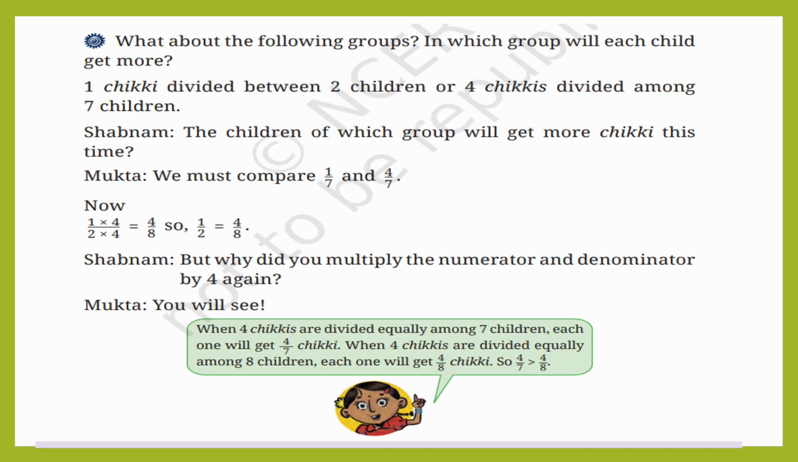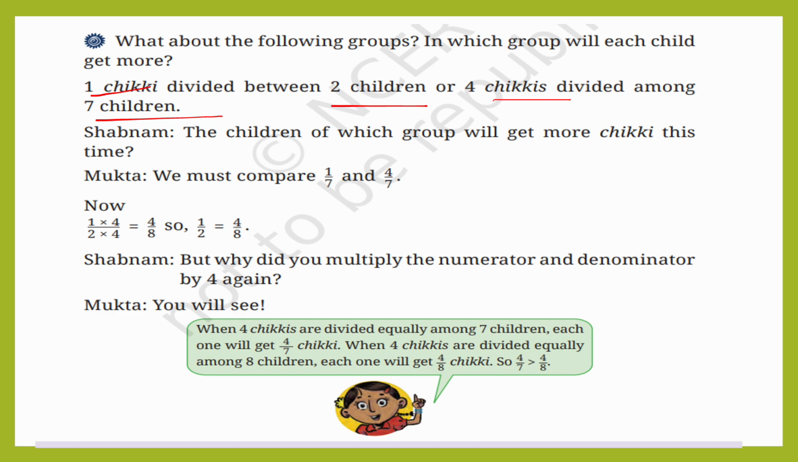What about the following groups? In which group will each child get more? One chicky divided between two children or four chickies divided among seven children? See, one chicky is divided between two children, that is 1 by 2. Four chickies divided among seven children, that is 4 by 7. Shabnam, the children of which group will get more chicky this time?